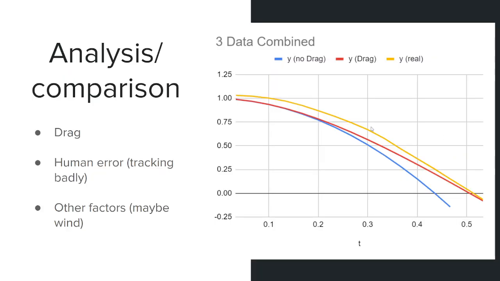Alright, so analysis and comparison. Now looking at the three graphs, we can see the great effect that drag has on the system and how it takes much longer. Also, I found it fascinating that the one with drag and the one that's real, even though it's a little different, at the end it reaches 0 at about the same time. Now this could mean many different things. One of them might be human error because I might have tracked it badly, or other factors such as wind.